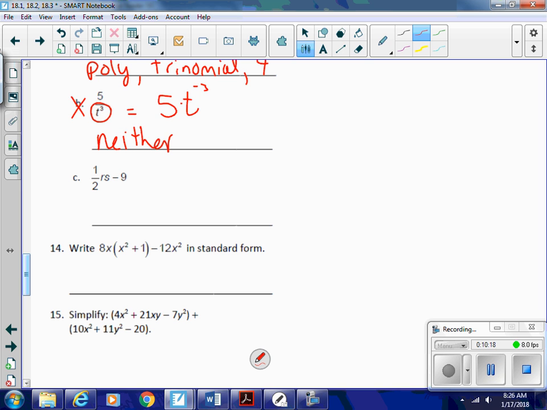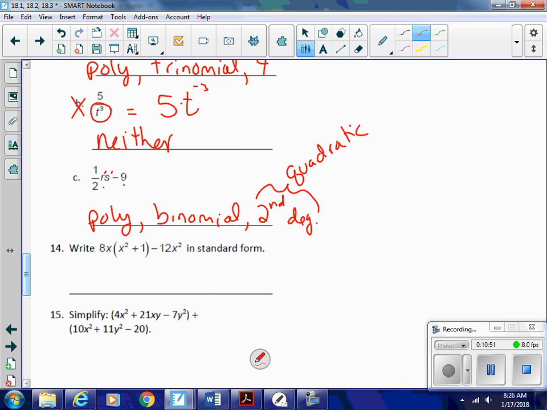So on C, well, this appears to be a polynomial. I see 2 terms, so we would call that a binomial. Don't forget that the r and the s each have an understood exponent of 1, so we would say it's of the second degree. We have a fancy name for that. You might have seen in the answer key that that's called quadratic.